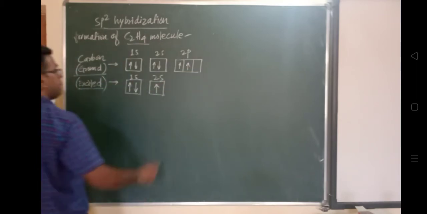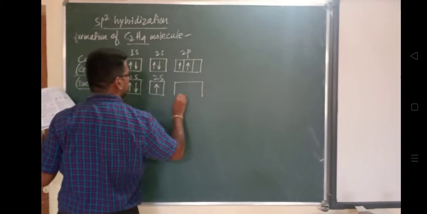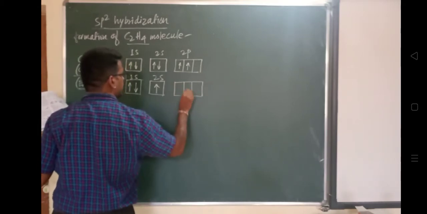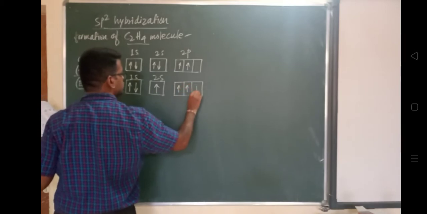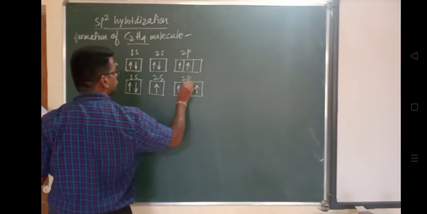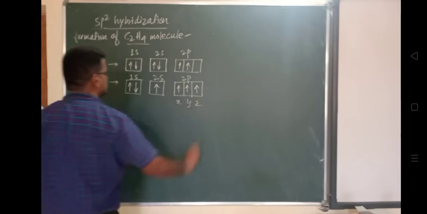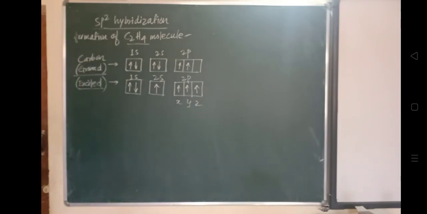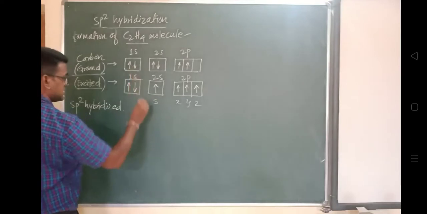So the sp2 hybridization. How will the sp2 hybridized orbital form? Here, what will happen? One s orbital and these two p orbitals will merge, and this one will remain as it is, and the sp2 hybridized orbital will form like this. This will be one s orbital, and the hybridized orbital will be like this.